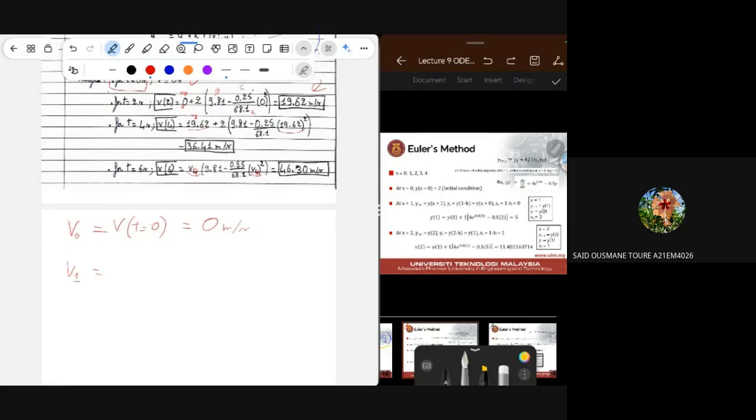V1 equals V0 plus 2 factor of G plus CD over M V0. So the same V0 here, that's what we use here, and here. And so here the same goes: V2 equals V1 plus 2 G plus CD over M V1, etc., etc. So that's just how it is. Simple as that.